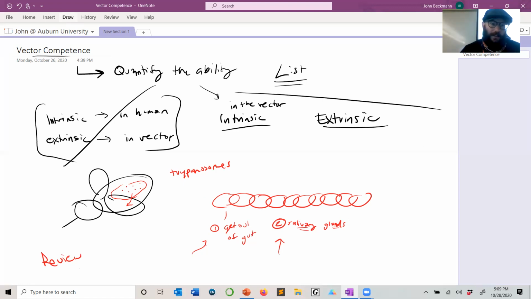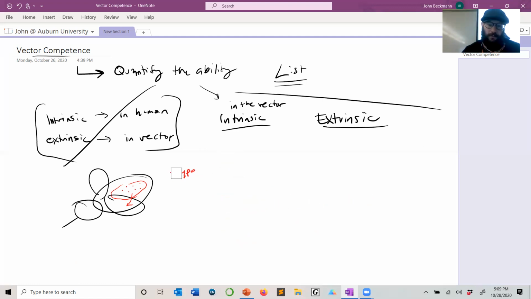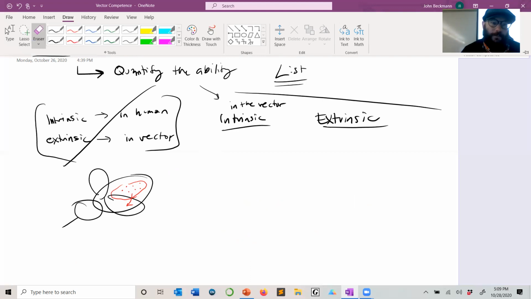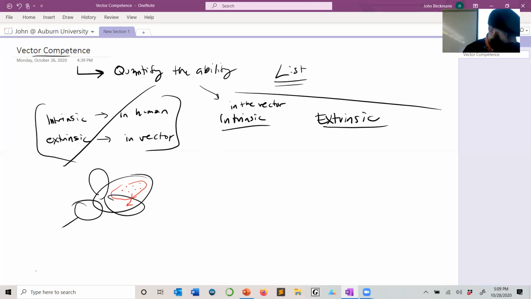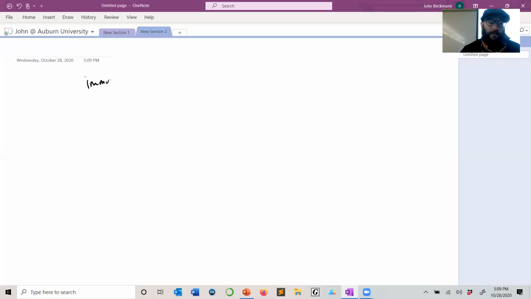Okay, and now let's start talking about some of the variables that might be important for breaking this chain of transmission in the tsetse fly. So the first thing, intrinsic factor, innate immunity. Okay, so let's make a new one. Innate immunity. What does that mean? And this is in the context of the tsetse fly.